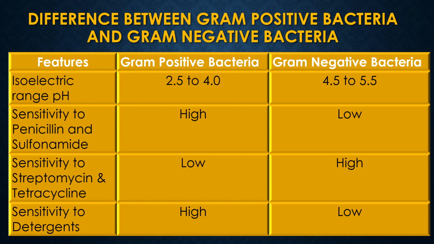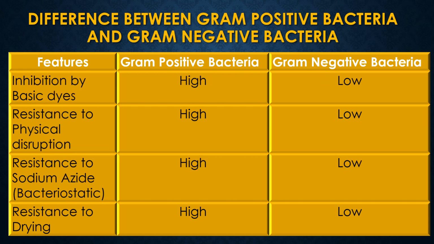And next, the sensitivity to streptomycin and tetracycline. Gram-positive bacteria are much less sensitive, but gram-negative bacteria are highly sensitive to streptomycin and tetracycline. And next, sensitivity to detergents. The gram-negative bacteria have low sensitivity to detergents, and the gram-positive bacteria are highly sensitive to detergents. Next, the inhibition by basic dyes. The gram-positive bacteria are highly inhibited by basic dyes, but the gram-negative bacterial inhibition by basic dyes is low.